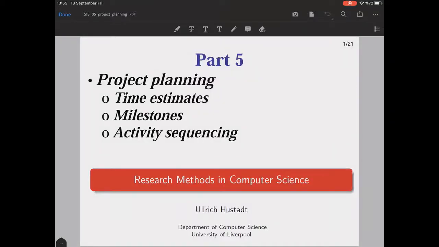In this session, we will talk about project planning. Namely, we will discuss time estimates, milestones, and activity sequencing.